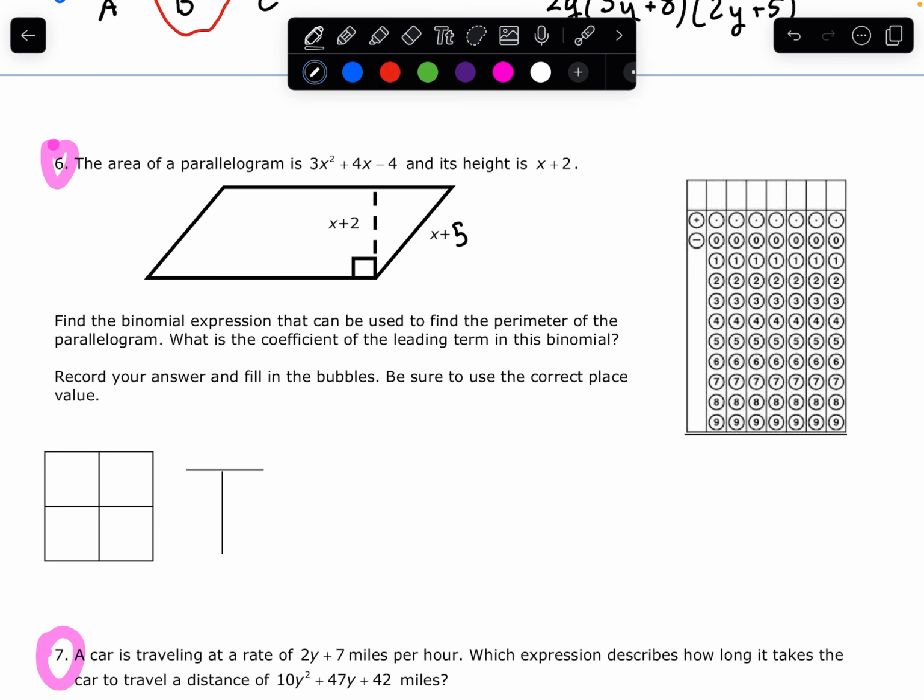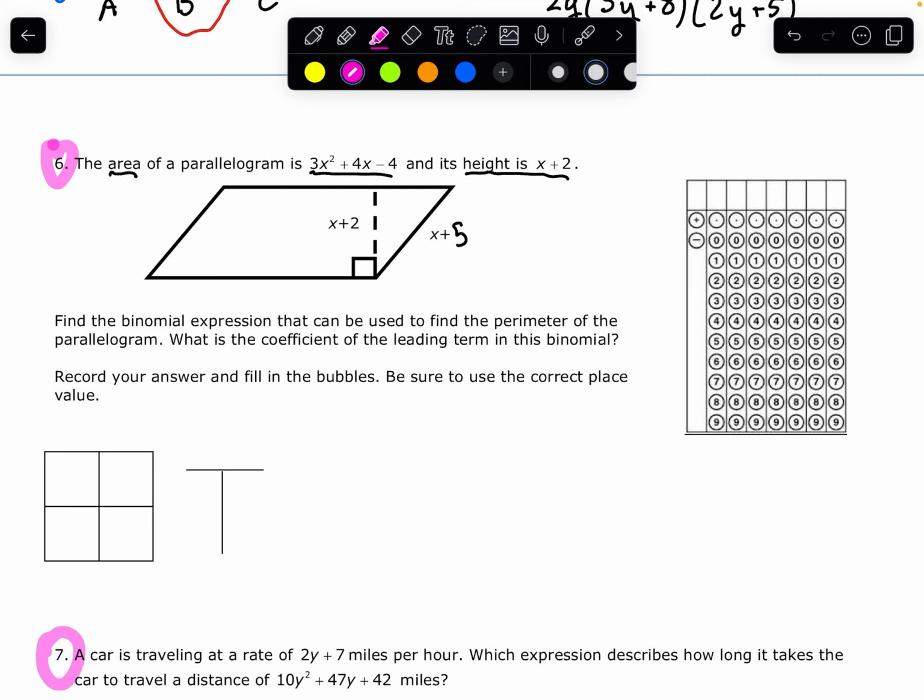I'm going to show you 6 just because it's a little bit different. It says the area of this parallelogram is here, and the height is x plus 2. It says find the binomial expression that can be used to find the perimeter of this parallelogram, and what is the coefficient of the leading term in this binomial. Record your answer and fill in your bubbles. Be sure to use the correct place value.